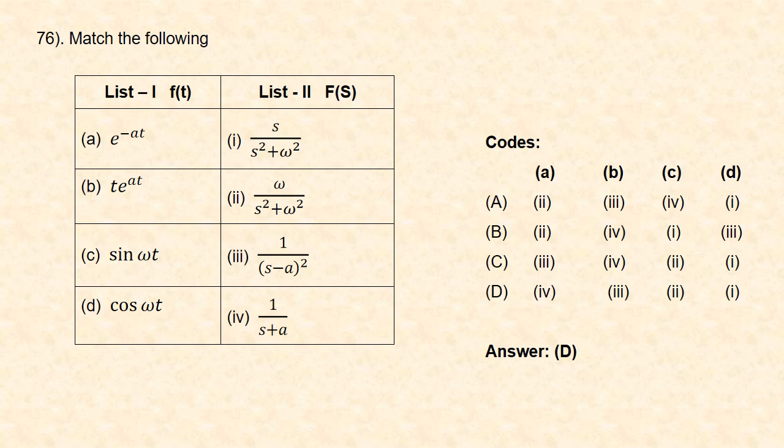Next question, match the following. In List 1 they have given f(t) and in List 2 f(s), that is the Laplace transform of f(t). So for the first one, e to the power minus at, it is nothing but 1/(s + a). t e to the power at is nothing but 1/(s − a) the whole square. It is just the application of formula. Sin ωt is equal to ω divided by s² + ω². Cos ωt is equal to s divided by s² + ω². So option D is the correct answer.